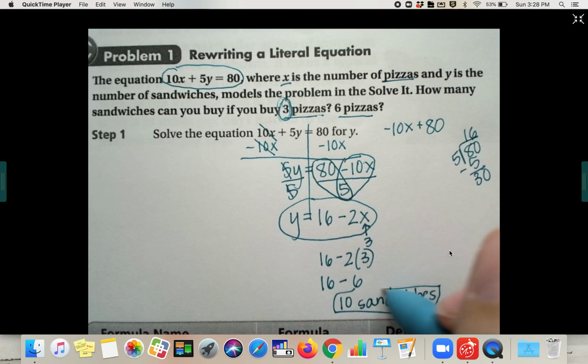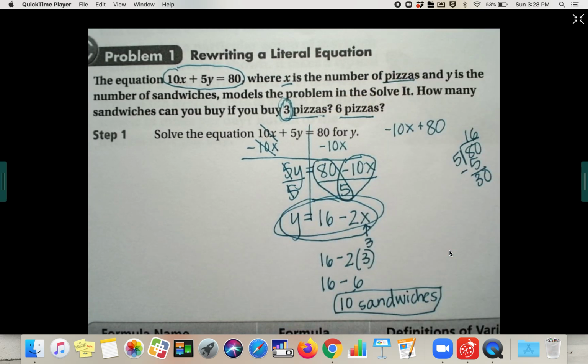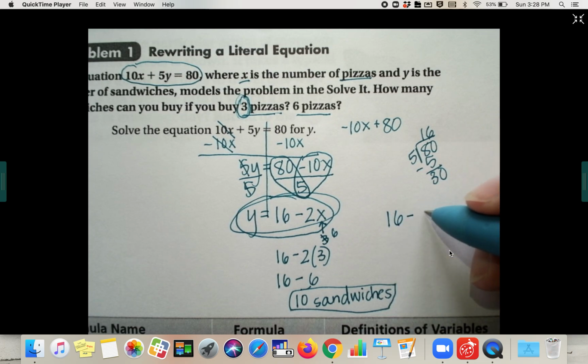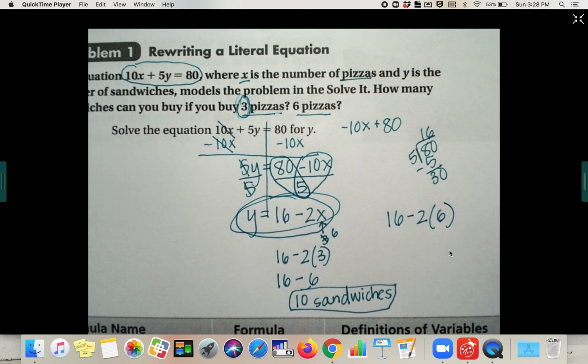Okay, then it also said, well, what if there were 6 pizzas? So now let's go back to the same equation, and instead of 3, now let's try it with 6. So it'd be 16 minus 2 times 6. That's negative 2 times 6, which is negative 12. 16 minus 12 is the same thing as 16 and negative 12, which is 4. So that would have been 4 sandwiches.